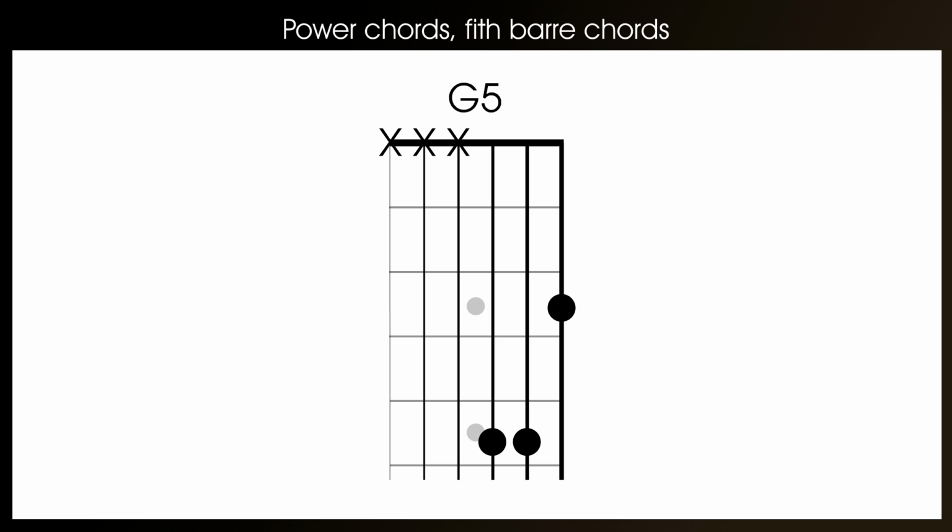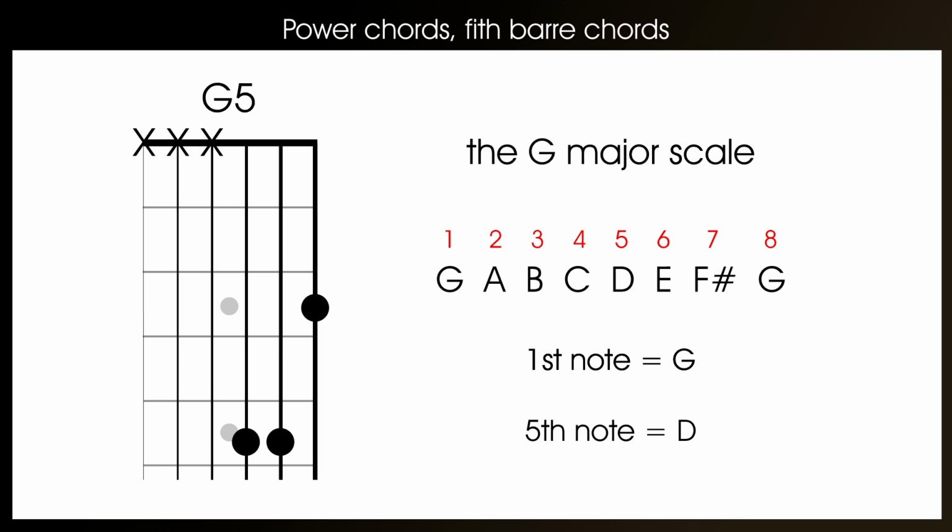The reason the correct name for a power chord is a 5th chord is because, really, it only consists of 2 notes. And those notes would be the root of the scale, in this case G, and the 5th note of the scale, in this case the D.